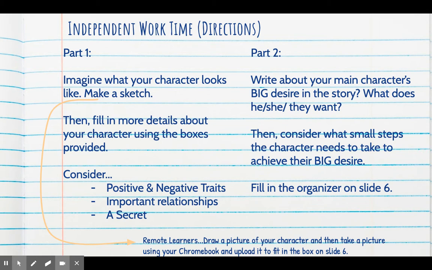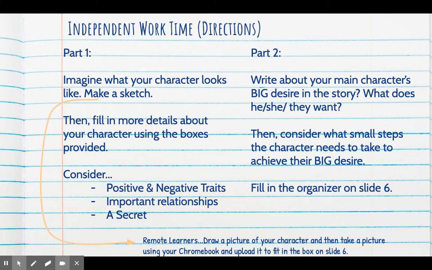Think about people who matter to your character. So, who are important people, and what important relationships does your character have in their life? And then lastly, consider a secret that your character might have, and maybe that plays into the problem within your story. So, all of that you will be recording on the graphic organizer in your workspace. And that is part number one, a sketch, and then considering those three things and jotting down some ideas.